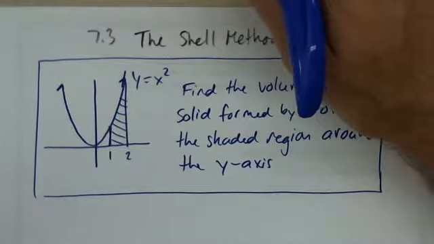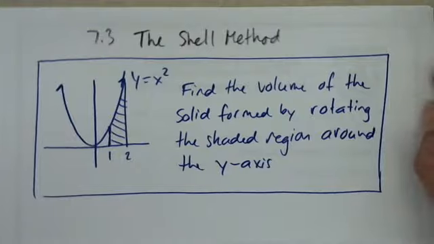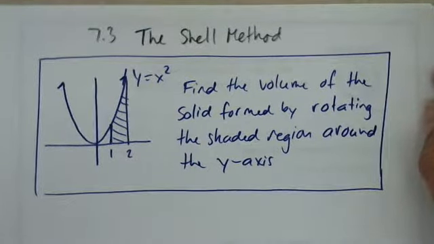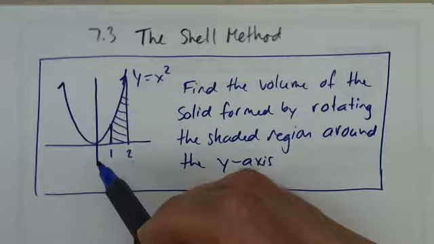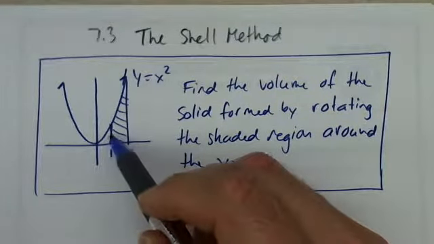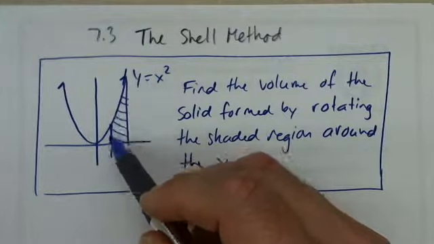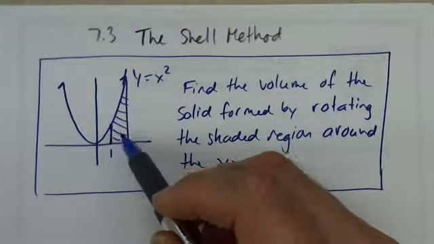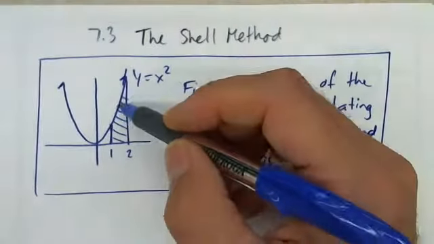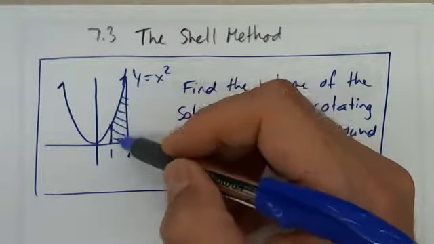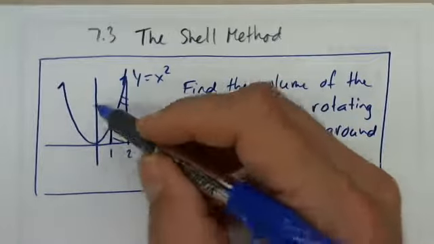The shell method is something you can use instead of having to use horizontal rectangles to rotate around a vertical line. So here, if we're going to rotate around the y-axis and we're using washers, then we would have to take two different integrals, this one here and then up there. So the shell method allows us to still use a vertical rectangle, and we're going to rotate it around the y-axis.